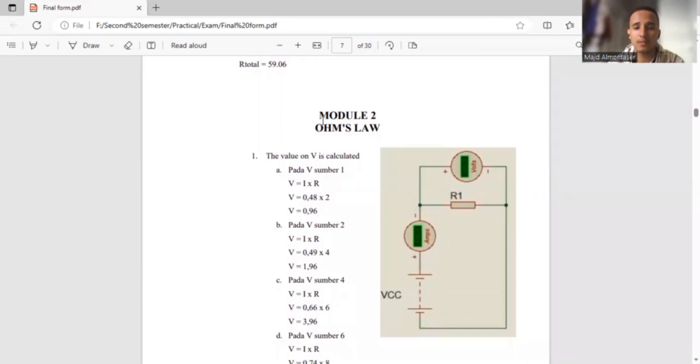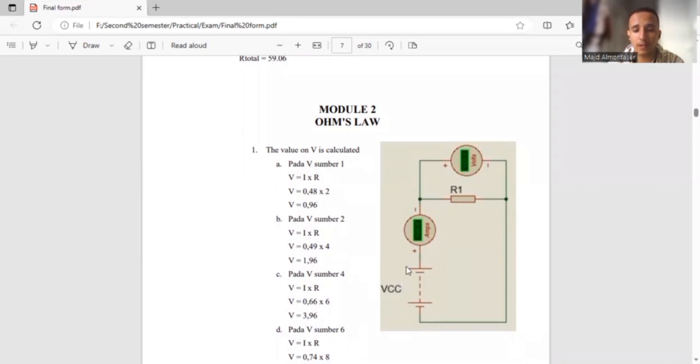Second one is Module 2, Ohm's law. Ohm's law states that the voltage equals the current times the resistance. So in this circuit, we have here the voltage, and we need to find it using the resistance and the current. How do we do this? By simply multiplying the current times the resistance. Like for example, here we have I equals 0.48 and R equals 2. So multiply them, you get 0.96, which is the voltage.